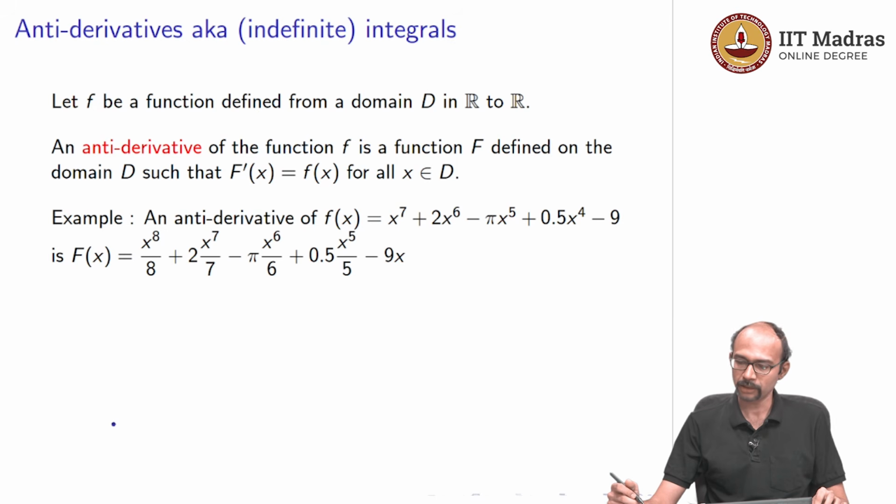So, just as an example, suppose little f of x is x to the power 7 plus 2 times x to the power 6 minus pi times x to the power 5 plus 0.5 x to the power 4 minus 9. Then its antiderivative is x to the power 8 by 8 plus 2 times x to the power 7 by 7 minus pi times x to the power 6 by 6 plus 0.5 times x to the power 5 by 5 minus 9 times x. If you are wondering how this came, well, take this capital F of x, differentiate it and see that you get little f of x.